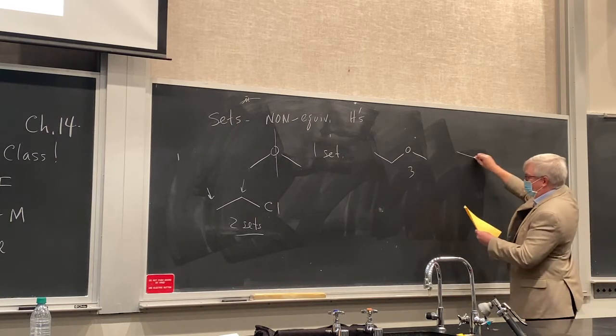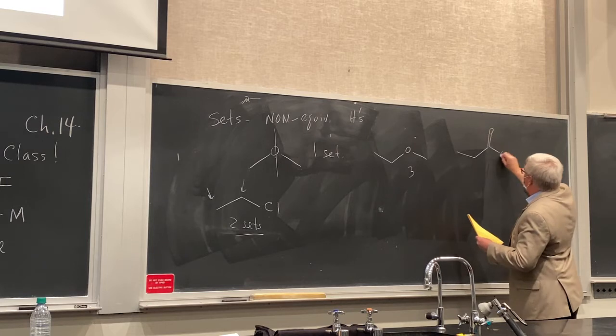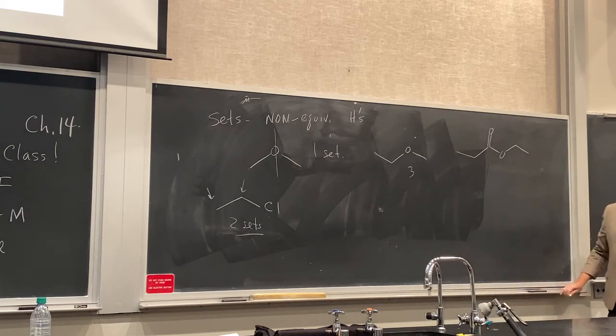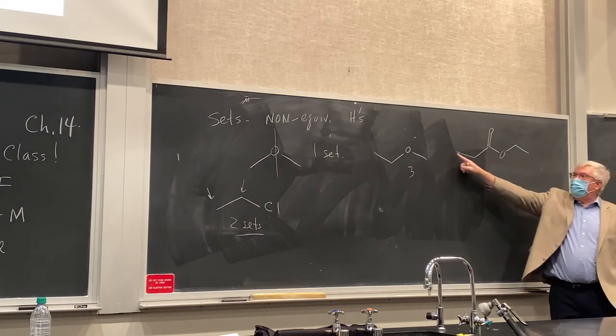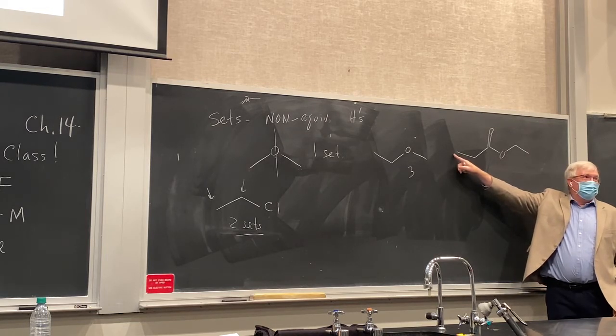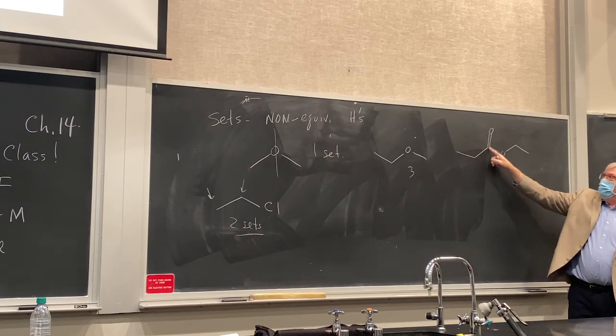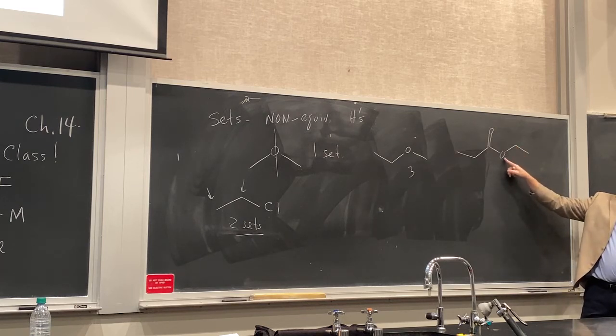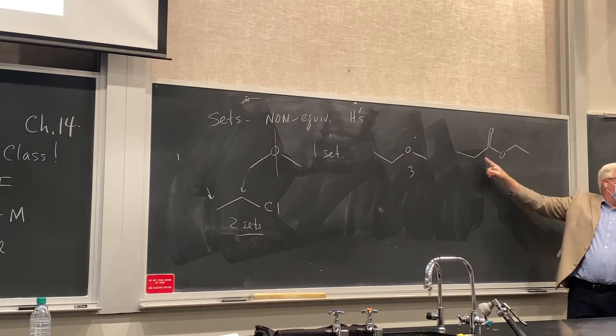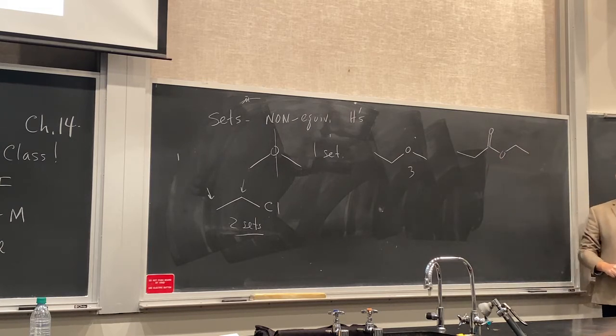Okay, how about this one? Ester? How many sets there? Hold up your hand. Somebody is saying 4. Does that make sense? Yeah, somebody says 3. Okay, let's figure this out. Is this methyl the same as that methyl? This methyl's next to a methylene next to a carbonyl. This methyl's next to a methylene next to an oxygen. So are those going to be the same or different? They're going to be different.